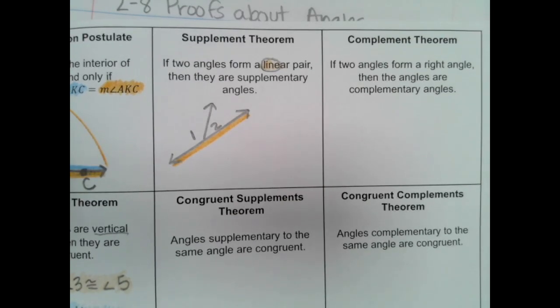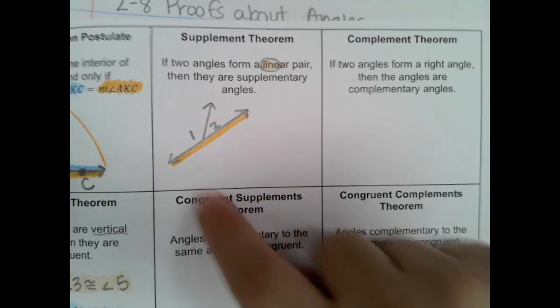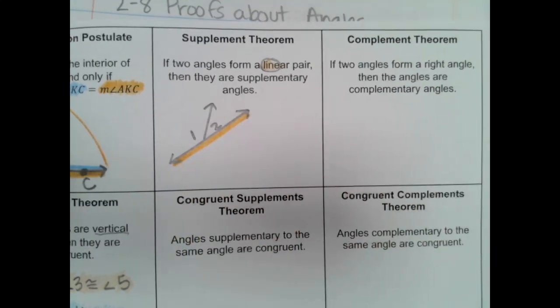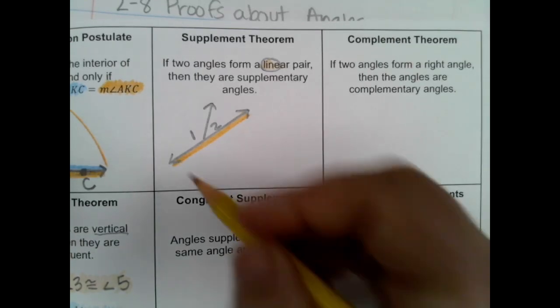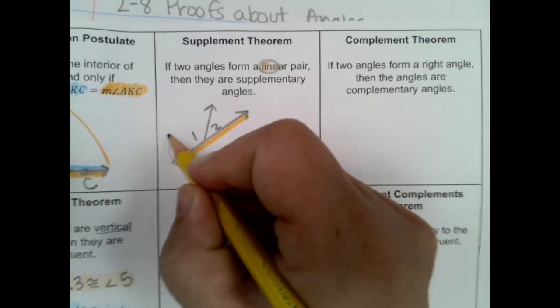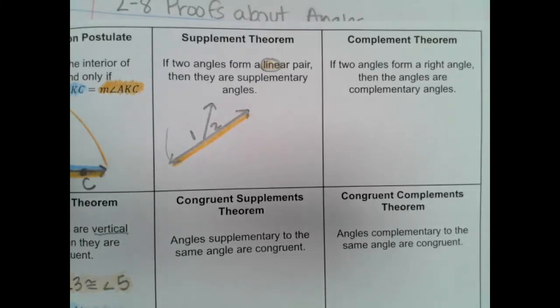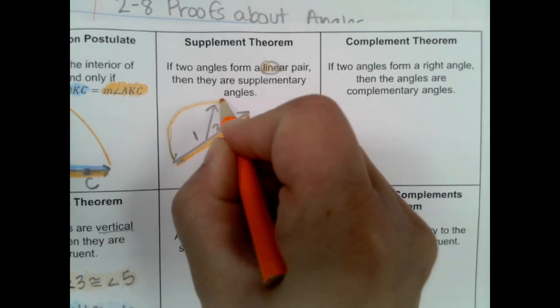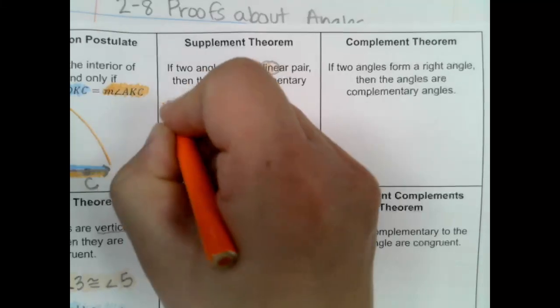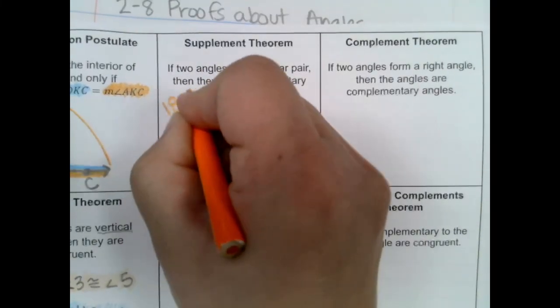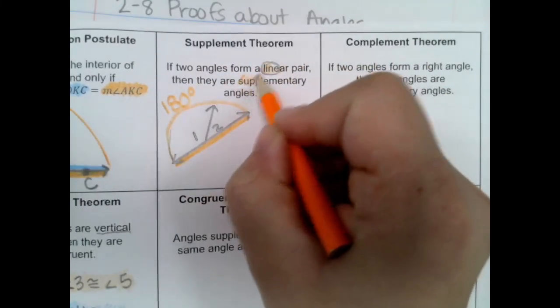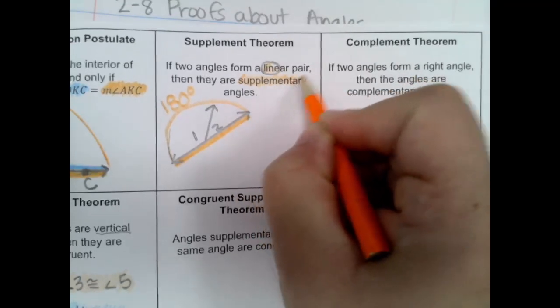If I see that they make a line, what do I know about those two angles? If two angles make a line, that means that they add up to, how much is the whole thing going to be? 180. And if two angles add up to 180, that means that they are supplementary.